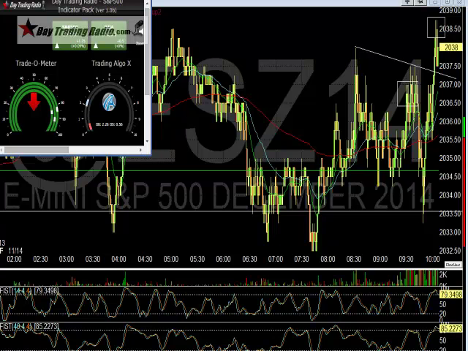Gold is spiking hard here this morning. Really hard spike here in gold.